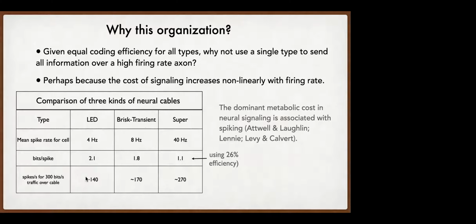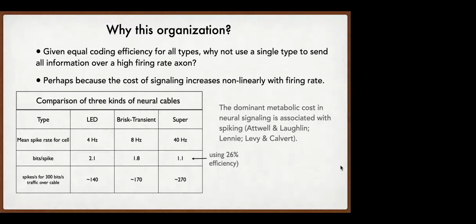And you work out how many spikes you need to use to, say, send 300 bits per second over this cable. You find that all the cell types in the retina have to use very similar numbers of spikes. So it's about 140, 150, 160. On the other hand, if you made a single cell type that fired at the combined firing rate of all the cell types in the retina, so about 40 hertz, you'd find, using the same efficiency numbers that we found earlier, that you would need almost double the number of spikes. You need many, many more.